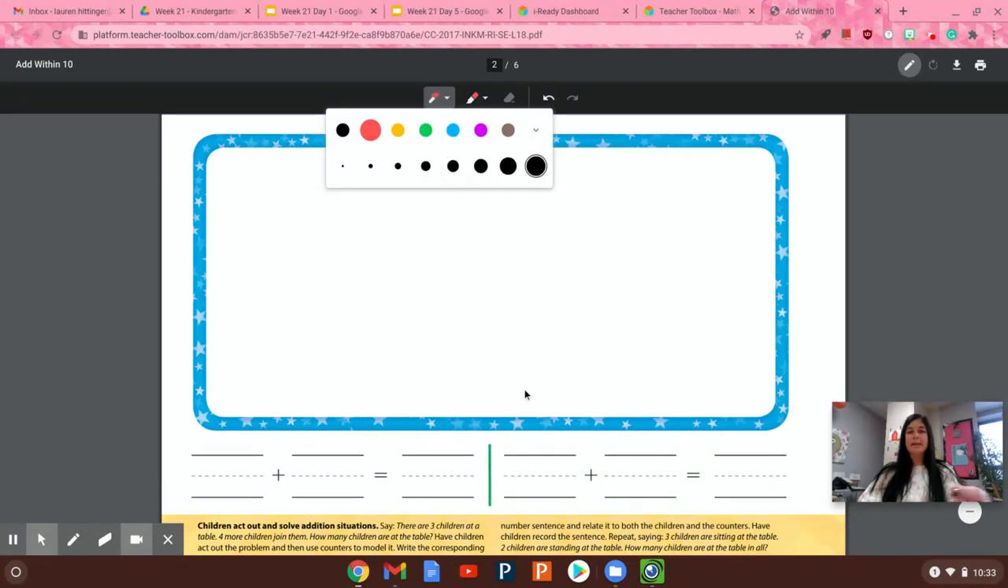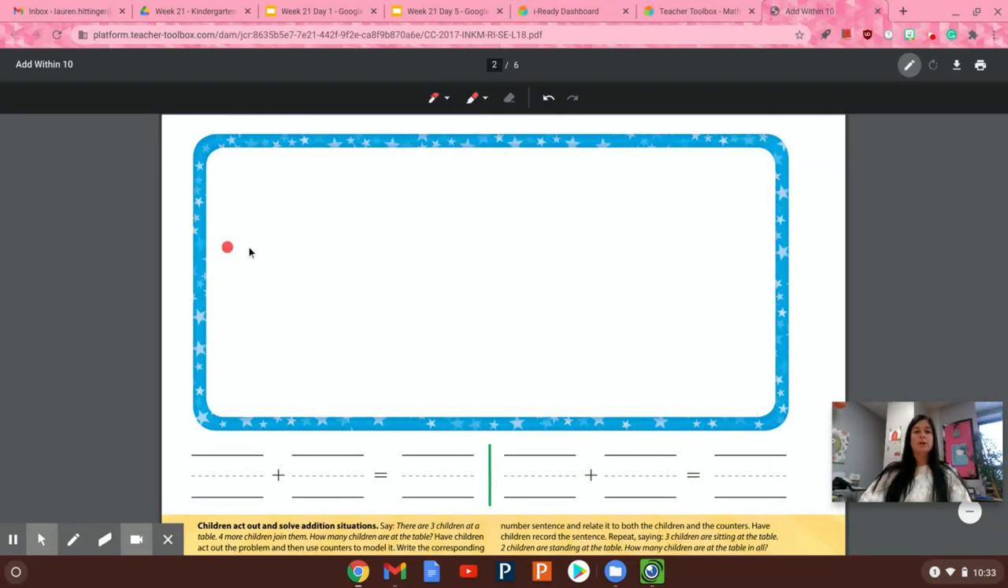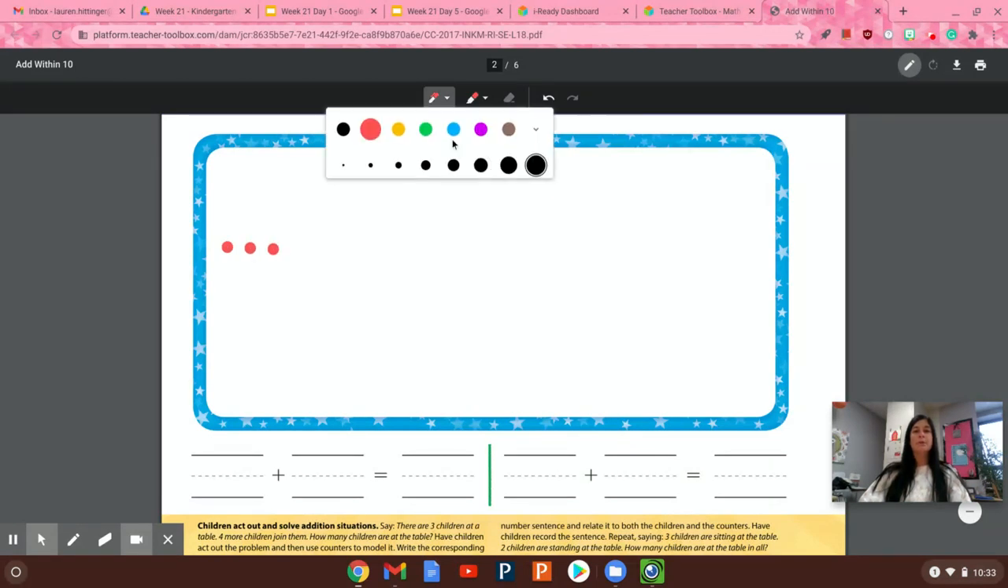So 2 sides of the paper, right? I'm going to use one side for one problem and then the other side for my next problem, okay? So please just be sure to keep that in mind that you need 2 sides. It looks like this green line could extend all the way up to keep you on each half. All right, so 4 children are at a table. I'm sorry, there are 3 children at a table. 1, 2, 3. And 4 more children join them.